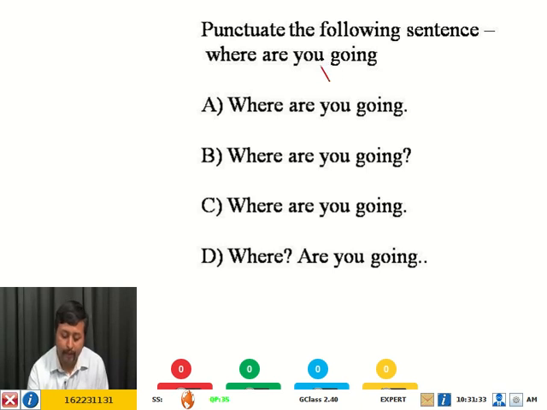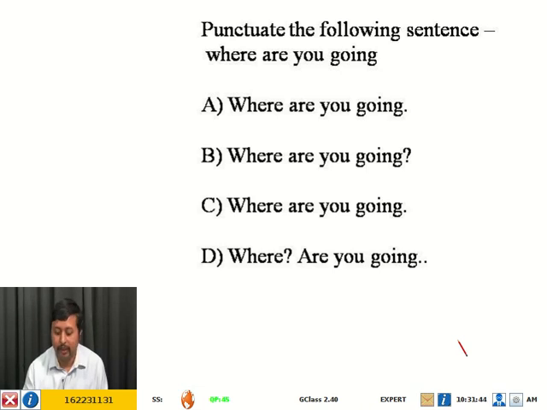All right, time's up. And the right answer is option B. Okay. Edit the sentences with the help of the clues given.